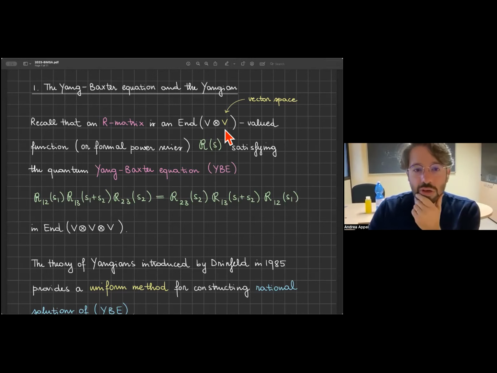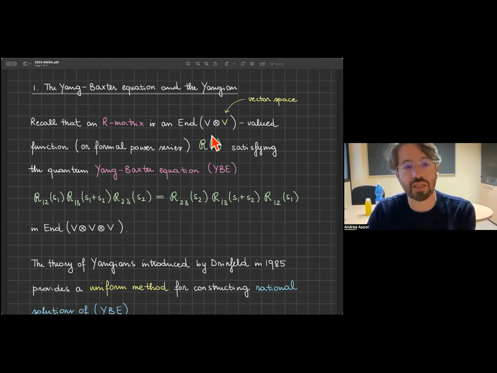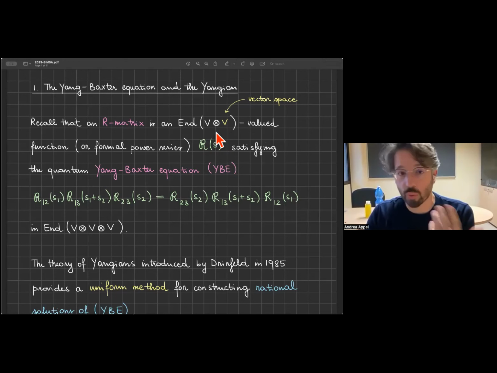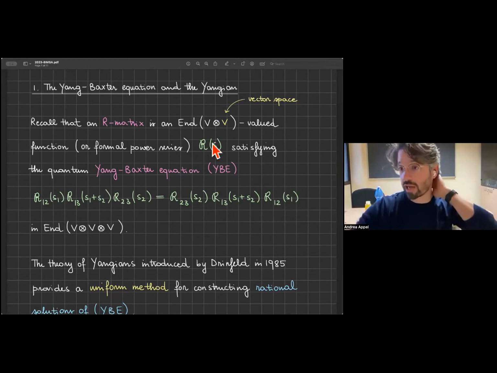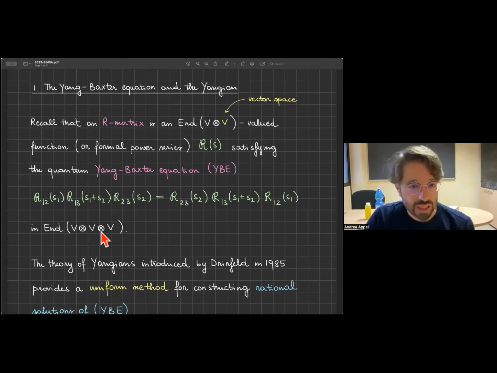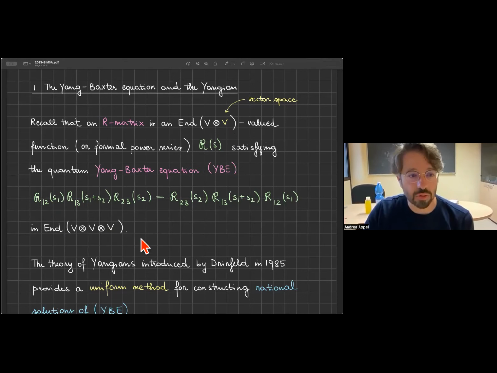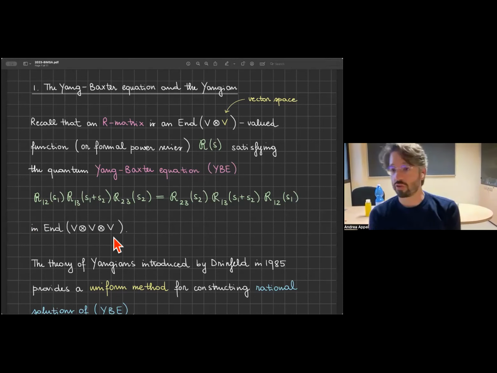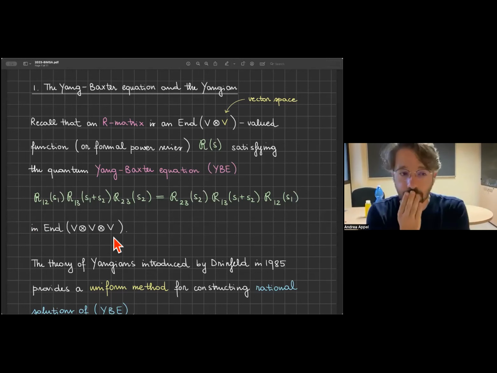Generally, what I will consider as an R matrix in this case would be an operator on a tensor product of a vector space V. And this operator will be either a function or a formal power series, valued in endomorphisms of this tensor product, V tensor V. Then the Yang-Baxter equation is this identity here that should be read as taking values in End of V tensor V tensor V, so in the triple tensor power.